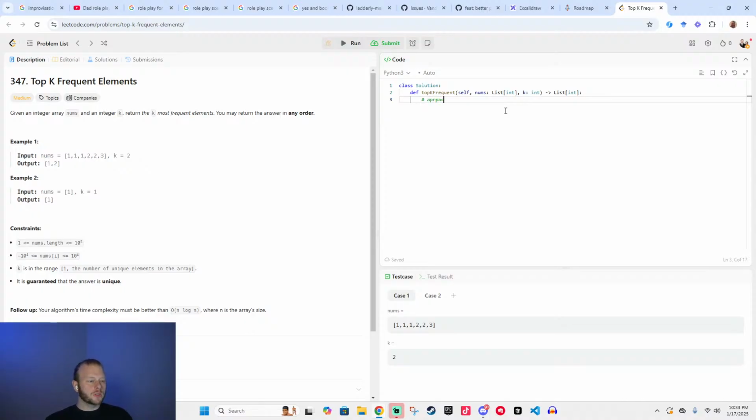So approach will be a 2-pass. Dictionary hash map where key is element of nums, value is count. In second pass, sort value counts, sort counts. So this will be k log k. Then return top 5. Or not top 5, top k. Top k.